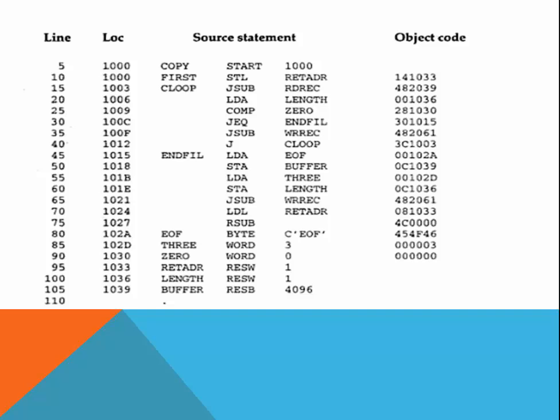For example, as you can see in line 10, STL is converted to 14. Convert the operands to their equivalent machine addresses. For example, convert RETADR to 1033. And finally, build the machine instructions in the proper format.